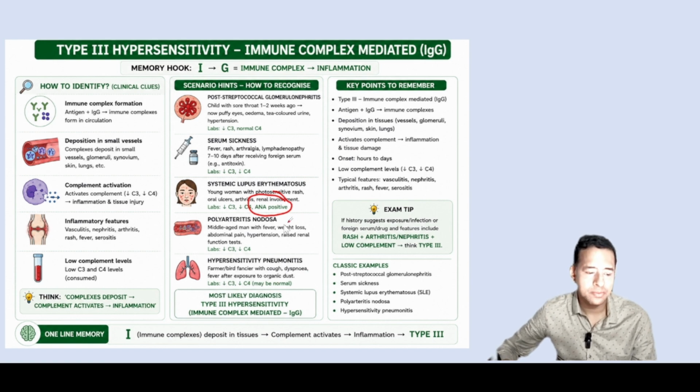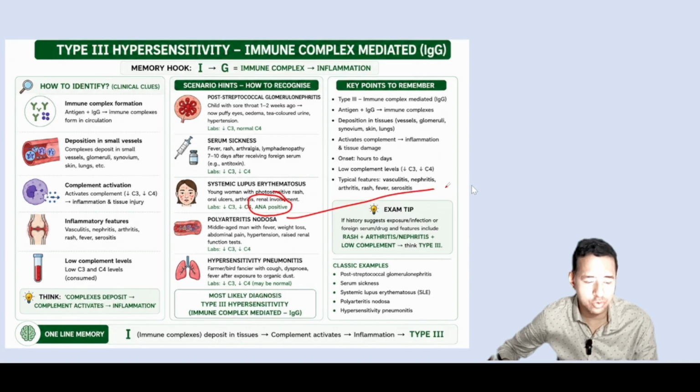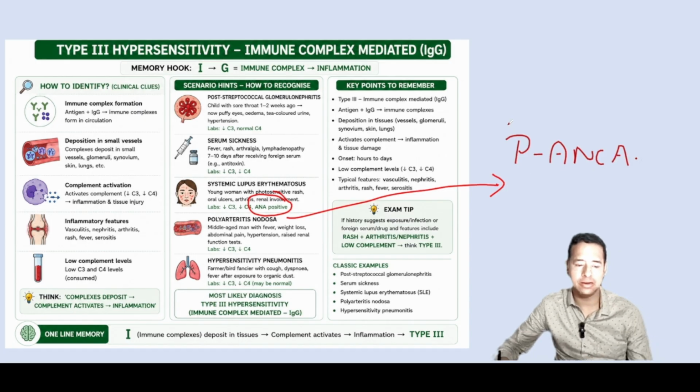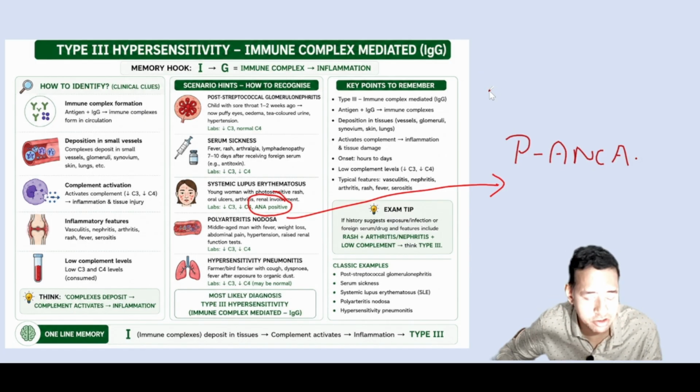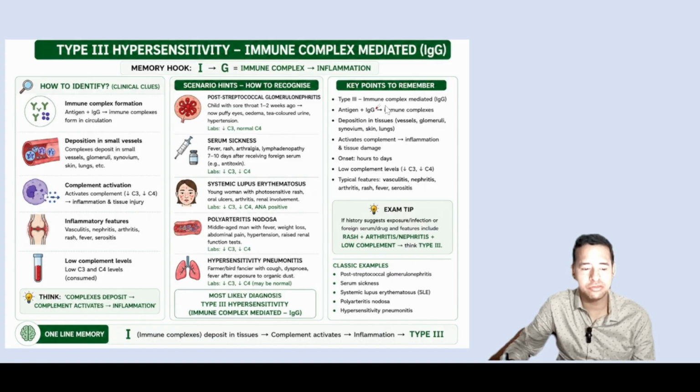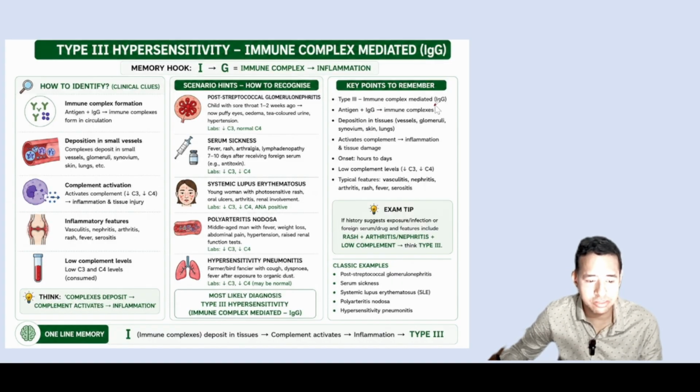You have to know this. Related to polyarteritis nodosa, they may be asking a pathophysiology question. Polyarteritis nodosa is P-ANCA, and related to granulomatosis with polyangiitis, it is C-ANCA. You have to know both markers. Key point to remember: type 3 is immune complex, IgG mediated, as in ACID EGGT. Type 3 is actually IgG, IgM again. Deposition in tissue, vessel, glomeruli, synovium, and lungs, activates complement, inflammation, tissue damage.